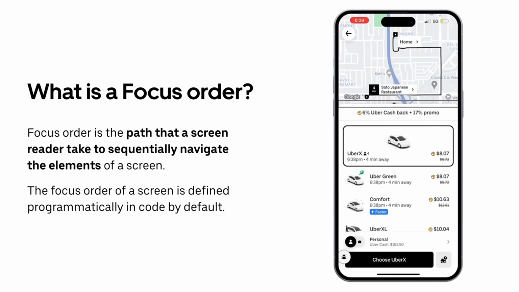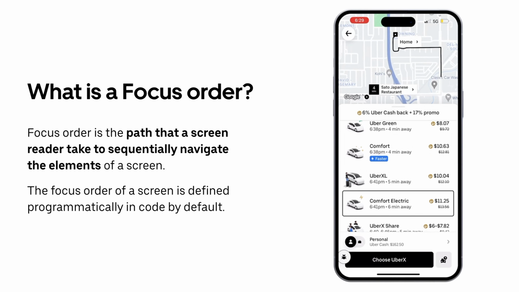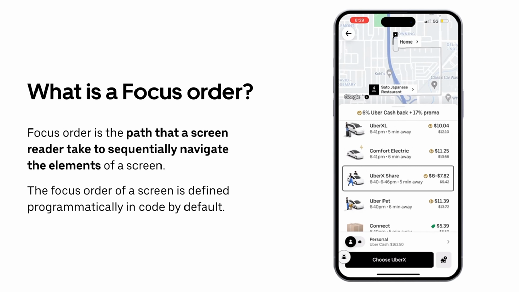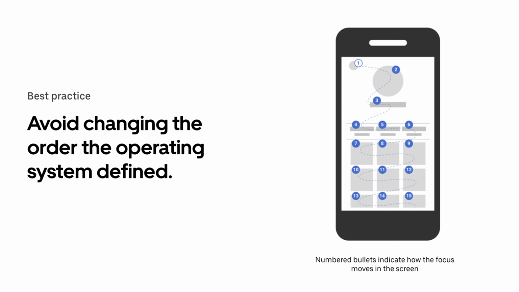After using base components, you then want to think about focus order of the elements on the screen. Focus order is the path a screen reader like VoiceOver and TalkBack take to sequentially navigate the elements on a screen. The focus order of a screen is defined programmatically in code by default. So a best practice is to avoid changing the order the system has defined, and by doing so, it preserves the meaning of the content on the screen.